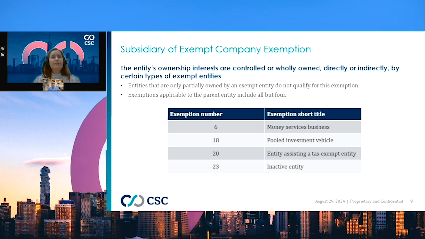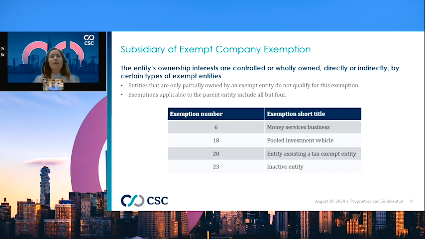The next exemption is subsidiaries of exempt companies. This is another critical exemption for larger corporate structures. The exemption applies to an entity whose ownership interests are controlled or wholly owned, directly or indirectly, by certain types of exempt entities. This is a fairly simple rule. There's no multi-element test, but there are 2 key things to be aware of here. First, notice the emphasis on wholly owned entities. Entities that are only partially owned by an exempt entity or parent companies of an exempt entity do not qualify for this exemption. This was a deliberate decision by FinCEN; in their view, to extend the definition to these types of entities would be effectively creating a new exemption, which they declined to do.